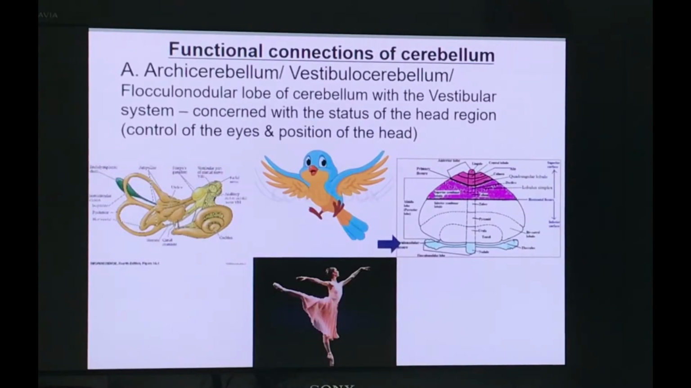And the vestibular nuclei are connected to the structures present in the inner ear: the semicircular canal, the utricle, the saccule. All those are connected with the vestibular system.